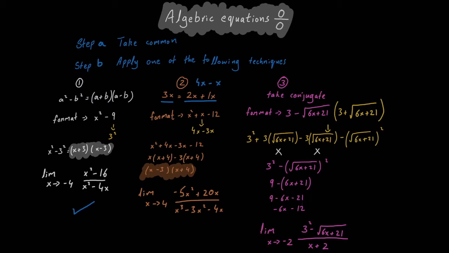The format of the question would be something like x squared plus x minus 12, where x has to be manipulated. So x can be written as 4x minus 3x. So the equation would become x squared plus 4x minus 3x minus 12. Now we can try taking something common from the first two and then the other two.